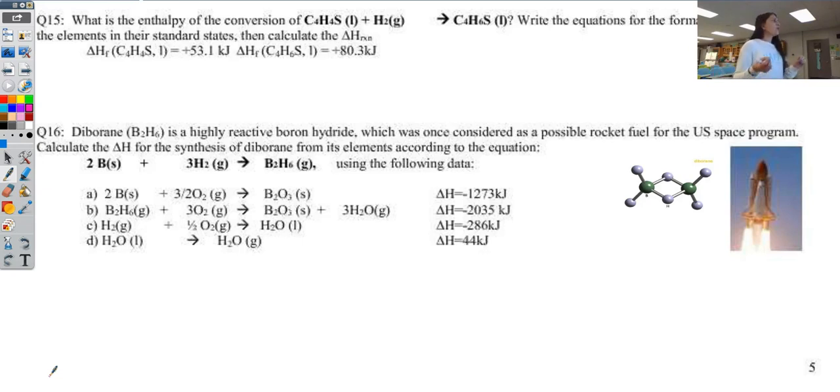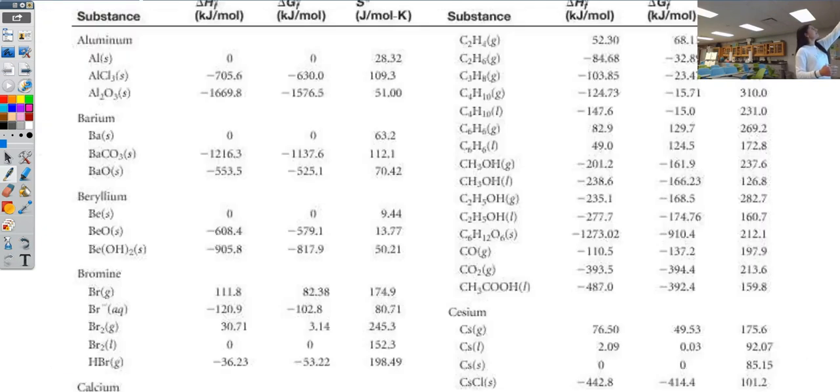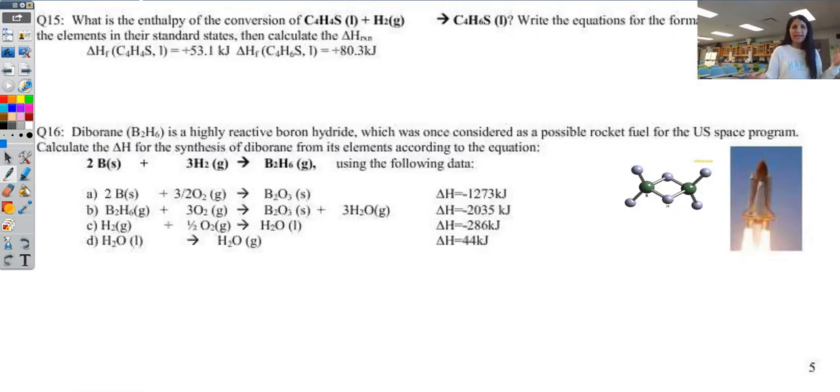But what happens when you look at the chart, for example, in this situation, where we've got boron, this diborane, that is highly reactive. They actually had considered using it for rocket fuel. If I take a look at the thermo chart here, I see barium, I see beryllium, I see bromine. I don't actually see boron. Boron should have been right inside of there, and I'm not seeing it. And in addition to that, I can't really just run this reaction in a calorimeter. This is explosive, okay?